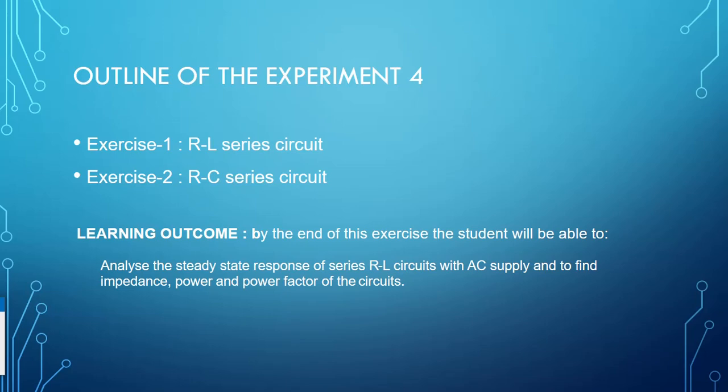Experiment 4 consists of exercise 1, the RL series circuit, and exercise 2, the RC series circuit. The learning outcome of this experiment is that students are able to analyze the steady state response of the RL circuit and also the RC circuit. Let's see the circuit for exercise 1.